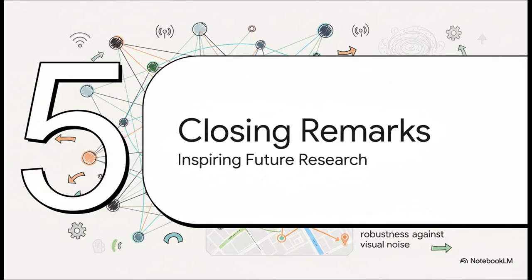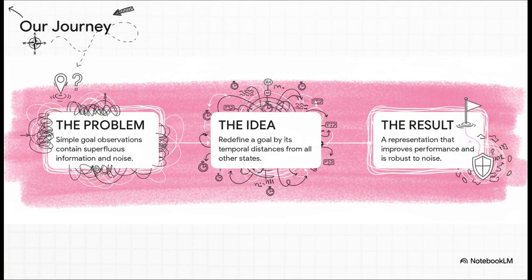So what's the big picture here? What does this all mean? This isn't just some clever programming trick. It's a fundamental shift in how we communicate our intentions to an AI, focusing on relationships instead of just lonely, isolated points in time. So let's just recap the journey real quick. We started with the problem. Simple map coordinates are fragile and get confused by real-world mess. Then came the big idea. Redefine a destination by its travel time from everywhere else. And the result? A much smarter, more robust agent that truly understands its objective on a deeper level.